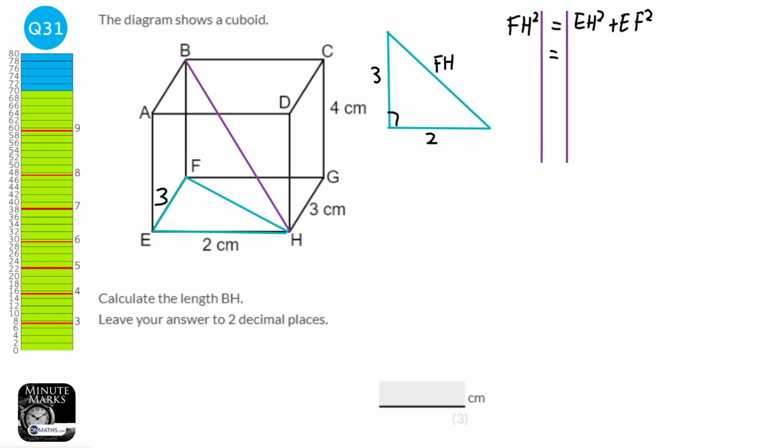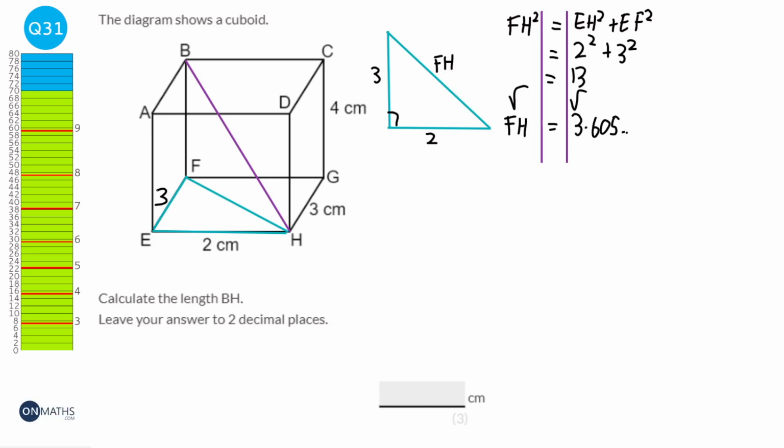And EH squared, that's just 2 squared. That's 3 squared. That's going to be 13. Square root both sides to find out what FH is. And square root of 13 is 3.605, blah, blah, blah. You could leave it as square root 13.